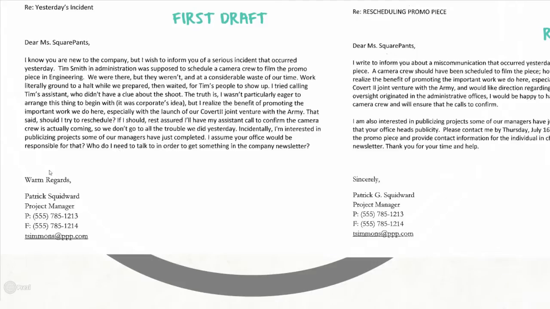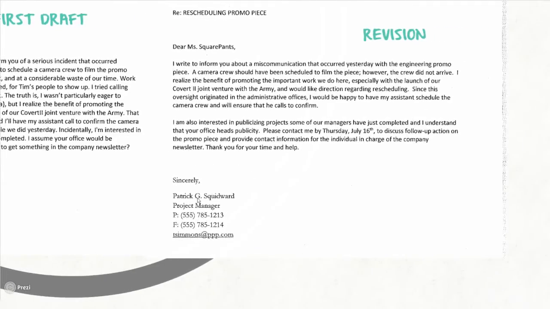And you can see here, the tone is totally off in this first draft. We've got this angry letter, and then the writer says "warm regards," which completely contradicts what's happening in the memo itself. And here we have a much more professional sign off.